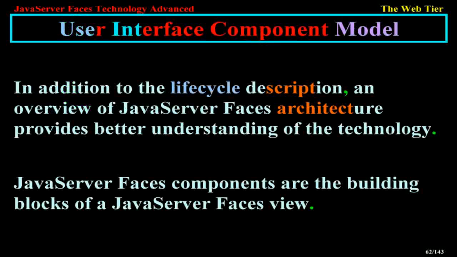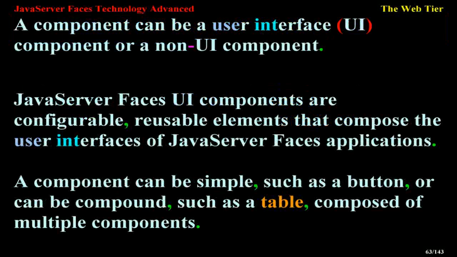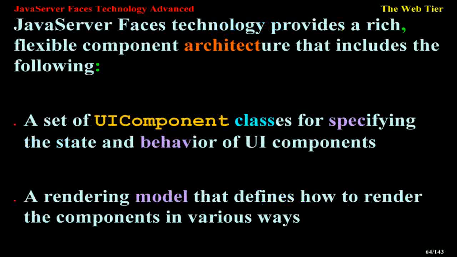the technology. JavaServer Faces components are the building blocks of a JavaServer Faces view. A component can be a user interface UI component or a non-UI component. JavaServer Faces UI components are configurable, reusable elements that compose the user interfaces of JavaServer Faces applications. A component can be simple, such as a button, or can be compound, such as a table, composed of multiple components. JavaServer Faces technology provides a rich, flexible component architecture that includes the following.